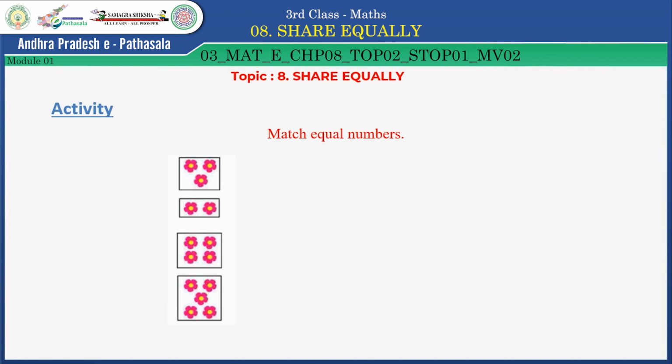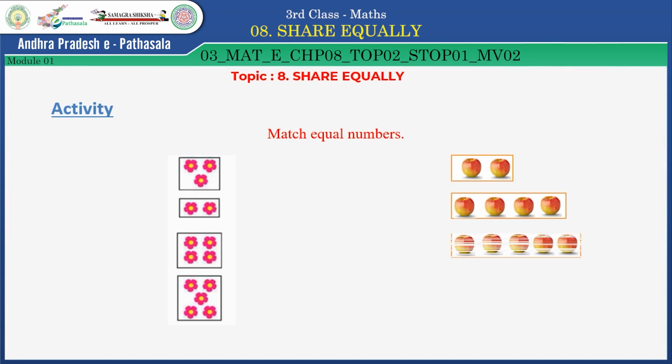In the fourth box, 1, 2, 3, 4, 5. That means 5 flowers. I also have another set of apples on the other side. In the first box, 2 apples. Second box, 4 apples. Third box, 5 apples, and in the fourth box, 3 apples. Now I am going to match an equal number of flowers with an equal number of apples. In the first box there are 3 flowers.